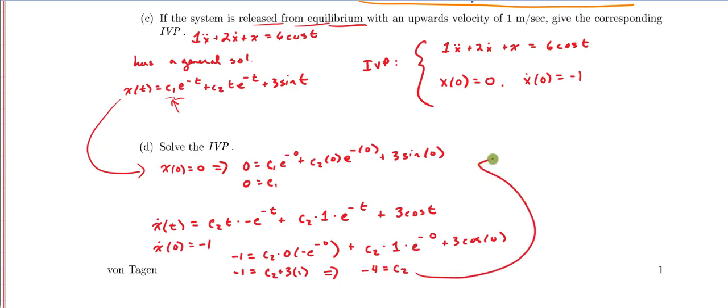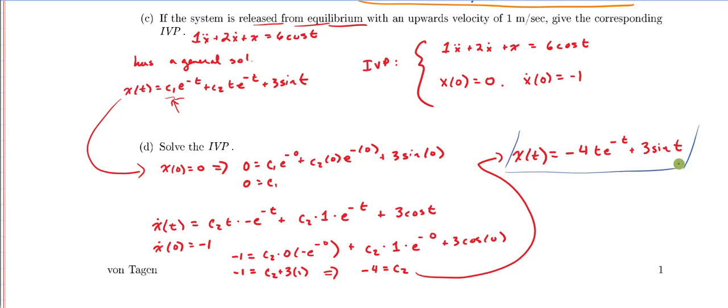So putting all that together, folks, I've got my particular solution to this initial value problem, which is a spring mass system like the one we described in the beginning of the problem, together with these two initial conditions, and the unique, by the existence uniqueness theorem, the unique solution to this IVP is minus 4 t e to the minus t plus 3 sine of t. And here we have our solution.